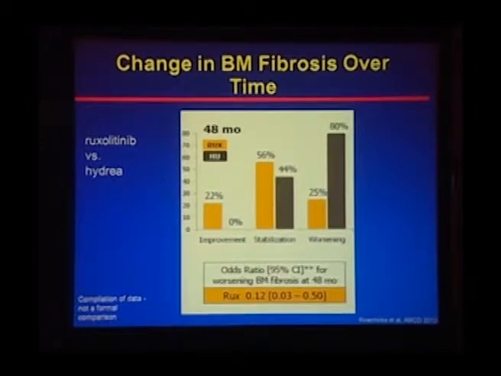Most of the patients after 48 months had stable bone marrow fibrosis. A quarter of the patients on ruxolitinib had worsening. 80% on Hydrea had a worsening, but there were 22% of the patients on ruxolitinib that had some improvement in fibrosis. How do I explain that?